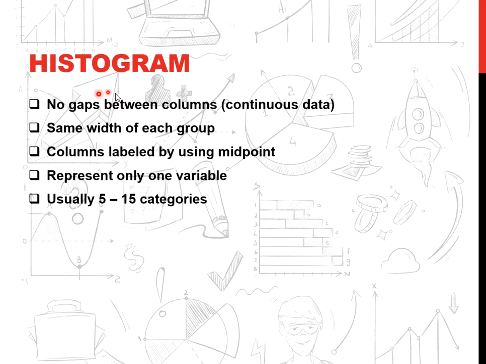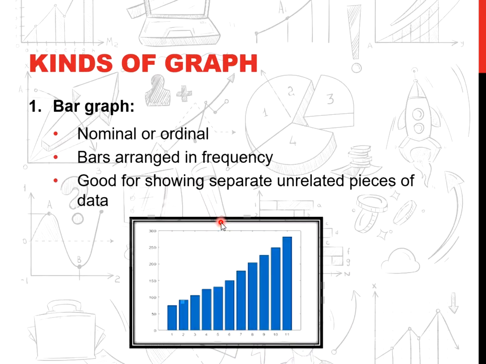Okay. So, histogram, ulitin natin. So, histogram have no gaps between columns. So, continuous data siya. Same width of each group. Column labels are column labeled by using midpoint. So, yung gitna, represents only one variable. Usually 5 to 15 categories. So, kapag isang variable lang, halimbawa nga is yung age. Yun yung ginagamit natin.